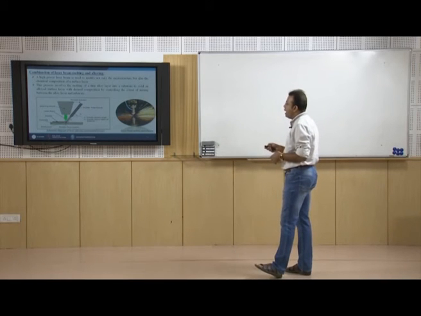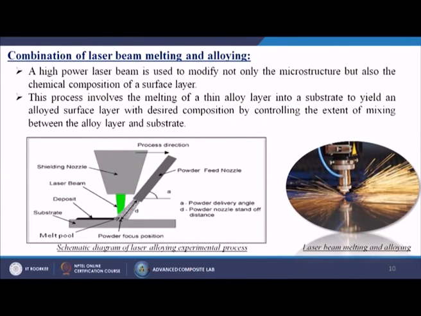So, a high power laser beam is used to modify not only the microstructure but also the chemical composition of a surface layer. The process involves the melting of a thin alloy layer into a substrate to yield an alloyed surface layer with desired composition by controlling the extent of mixing between the alloy layer and substrate.